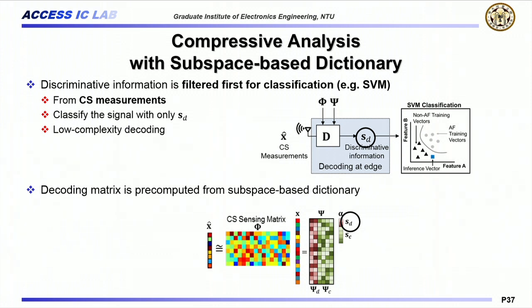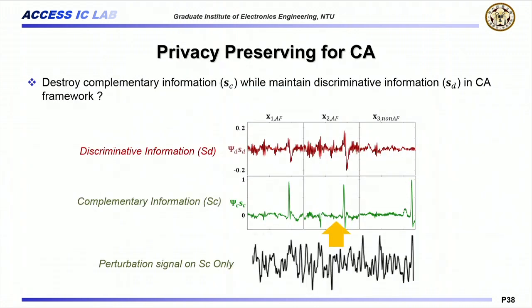So the next question is, how can we add more security to this framework? The answer is yes, because now we know the key information is in the SD, and the irrelevant information is in the complementary subspace. So we can add some perturbation signal on the SC, the complementary information. It will corrupt the whole signal, but still retain the necessary information for your decision. Because they are independent, you can destroy the red and green ones very easily without affecting your decision. That's the whole concept of privacy preserving compressive analytics.